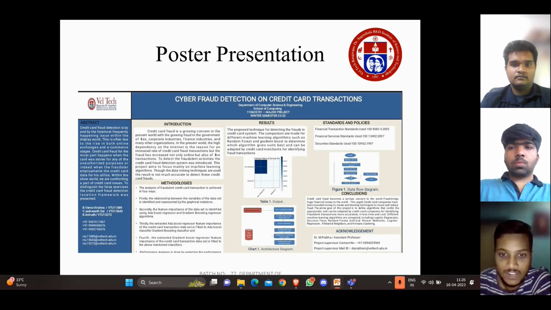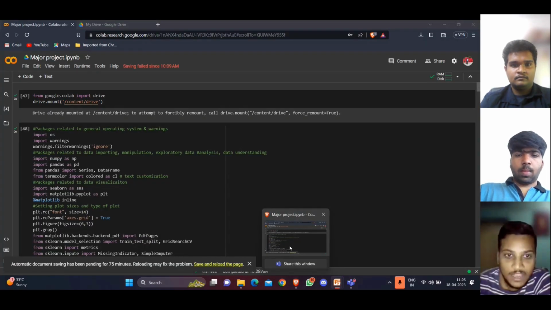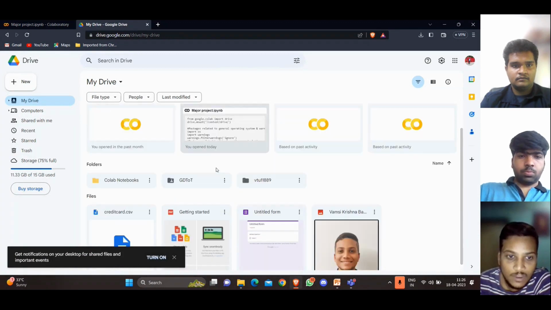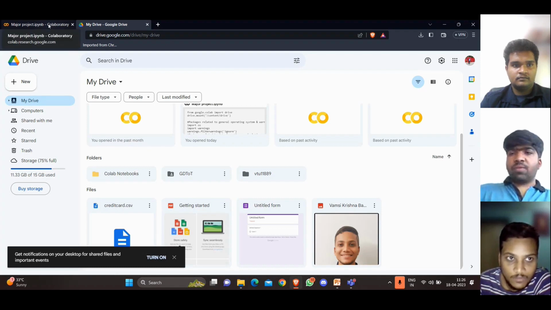Next, I am going to demonstrate the project. Coming to the project, this is our code, which is going to run in Google Colab, and next I'm going to show the CSV file. This is the CSV file which I have uploaded in Google Drive. This is the data set in which all the transactions are stored, and the data set is from Kaggle.